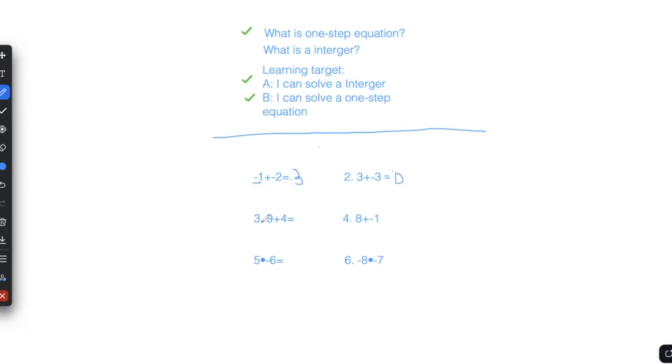Now, we're going to have 9 plus 4. I meant -4. No, 9 plus 4, sorry. So 9 plus 4, it will be 13. Now 8 plus -1 would give you 7. Let me check that again. 8. Right.